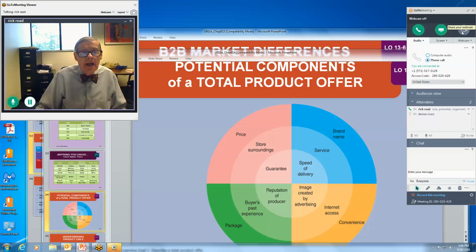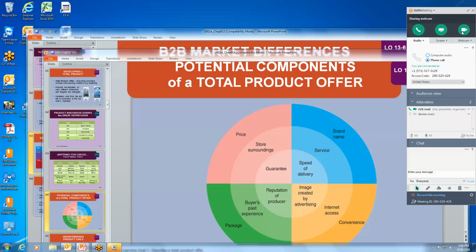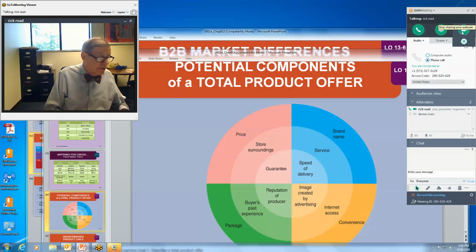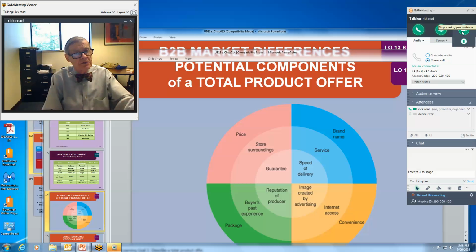Now, this particular slide, which you can see is figure 14.1 in your text, shows the potential components of a total product offer. And we have all sorts of things. The price on the upper left, packaging on the upper right, convenience, brand name, speed of delivery, reputation, guarantee. All of those things are considered by the buyer before he or she makes a purchase.